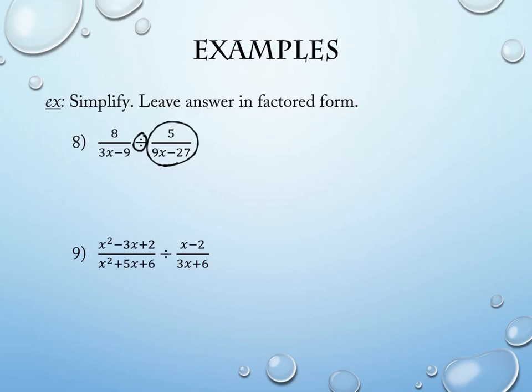All right, anyway, so we are going to flip the second piece, and we're going to change the division to multiplication. So the first piece is still 8 over, I'm just going to do those pieces right now, and then we'll go back to what we were doing before, 3x minus 9. And then I'm going to change it to multiplication, and I'm going to flip the fraction to say now 9x minus 27 on top, and 5 on the bottom. Okay, is that all right?